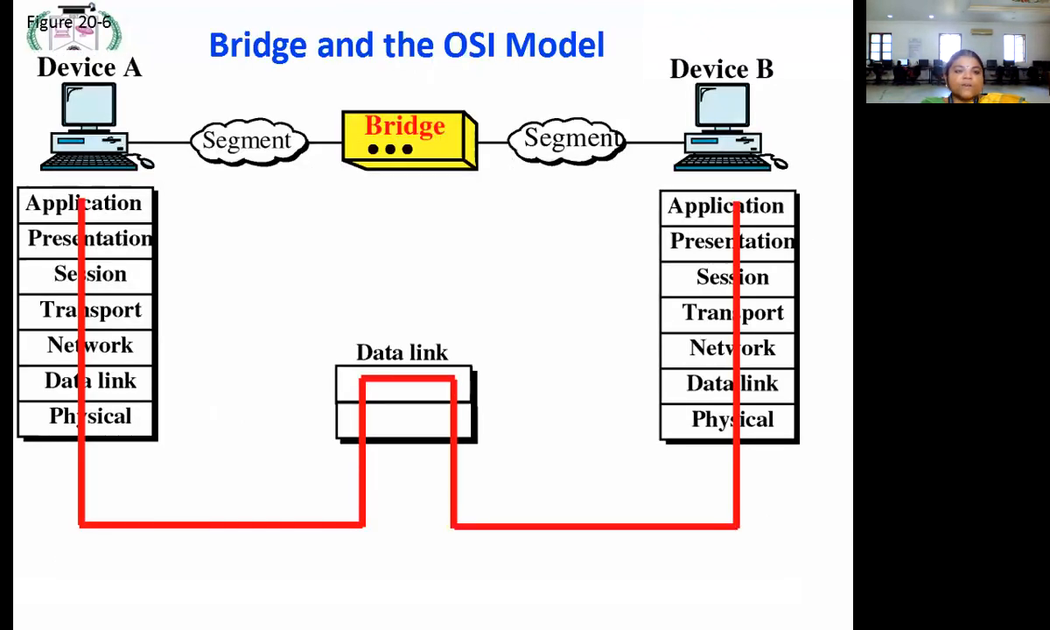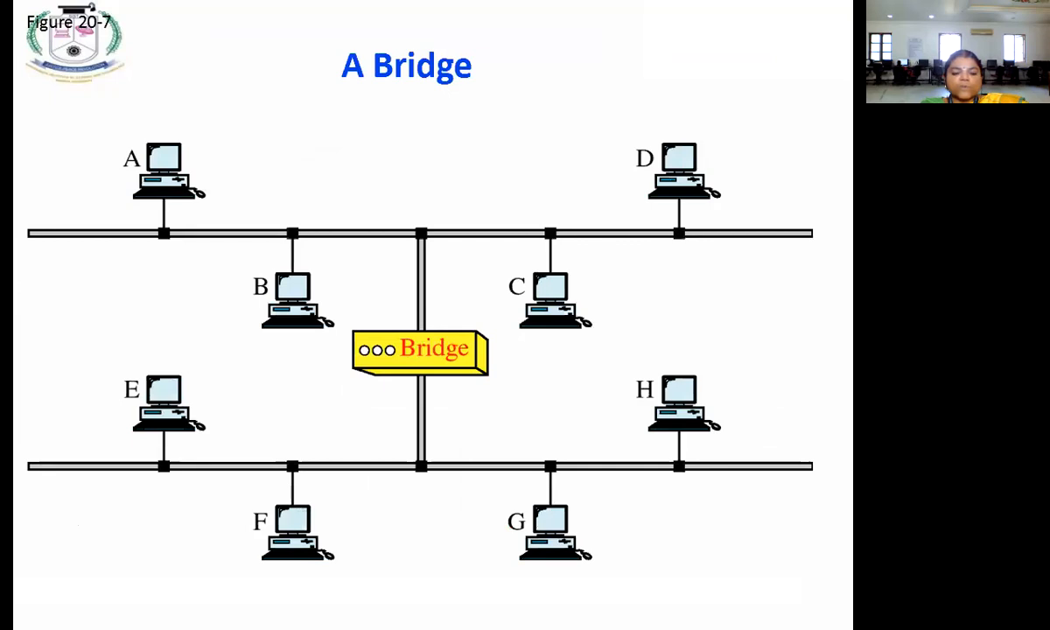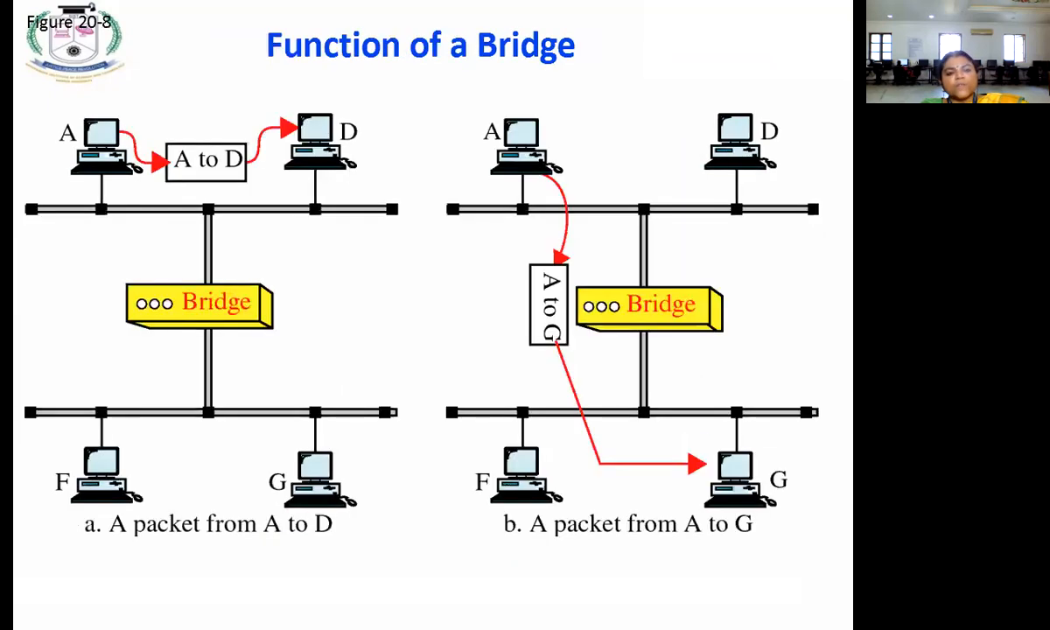We see here segments from device A connected through a bridge to another device. Look at this, this is a bridge. On the top we have LAN 1, and on the bottom we have another LAN. To LAN 1 we have 4 devices connected, and to LAN 2 we have 4 other devices connected. They are connected together by use of a bridge. So you see here how a bridge is going to work.